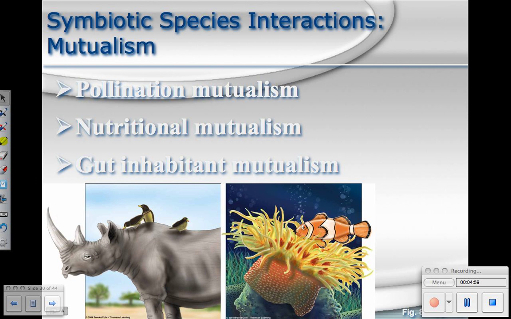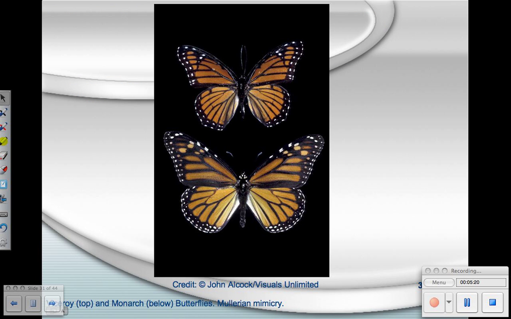And then, I guess that's gut inhabitant mutualism. Nutritional mutualism could be the example of the rhinoceros there with the birds on its back. The birds eat a variety of pests off of the rhino, and the rhino gets the reduction in pest issues.